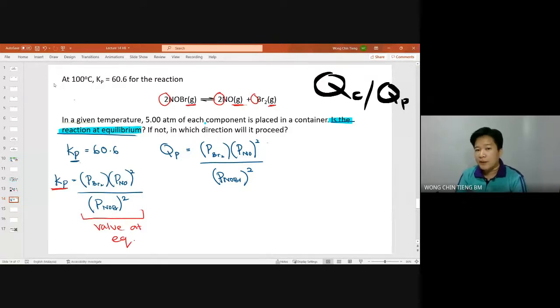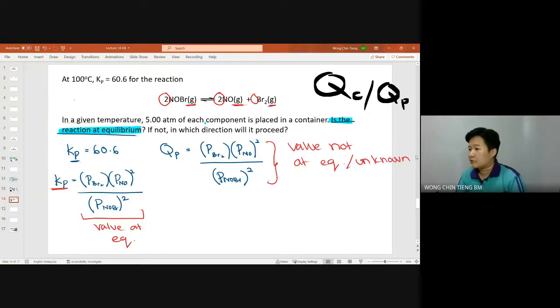So yang ni value kat mana? Value not at equilibrium. Alright? Ataupun value at unknown state. Kita tak tahu sekarang dia duduk dalam keadaan equilibrium atau tak, atau lebih. Okay? That is the value not at equilibrium. That is the biggest difference.